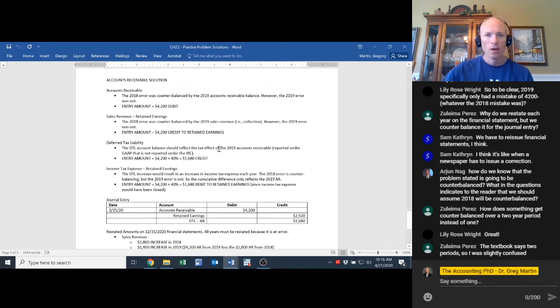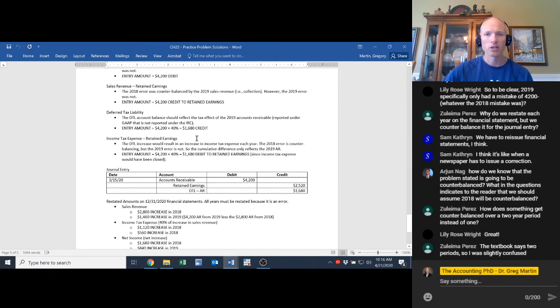And so that gets us the entry amount for the retained earnings. Again, because where's this $4,200? This $4,200 receivable is still outstanding that should have been reported, and so that would be the credit to retained earnings.